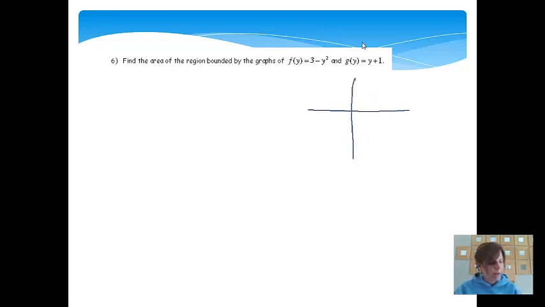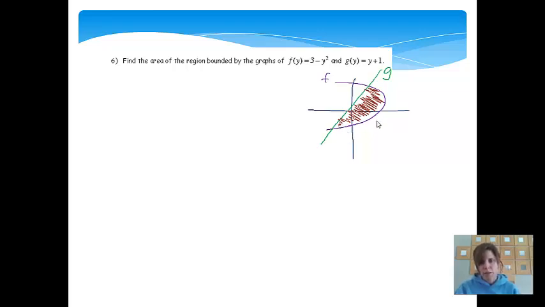Okay, my first one, f of y, is actually going to be a sideways parabola that looks something like that, so that will be f. Okay, and then g of y equals y plus 1 is going to be a line that looks like that. Okay, and then if I'm looking for the area between the two, I'm actually looking at this part right here.